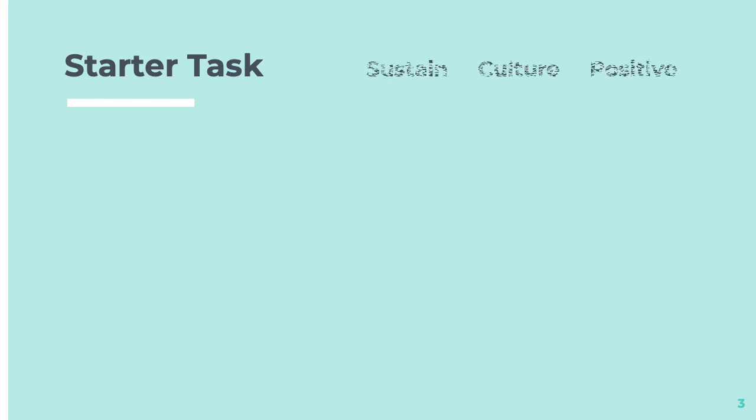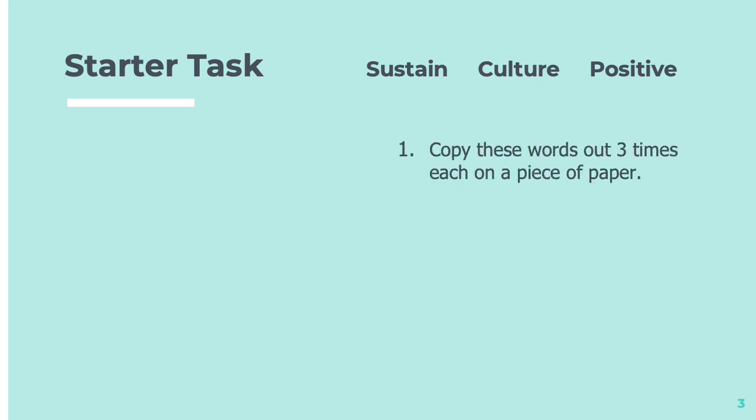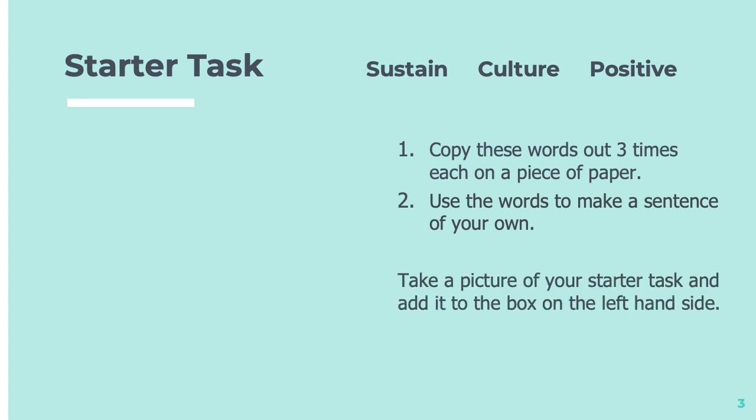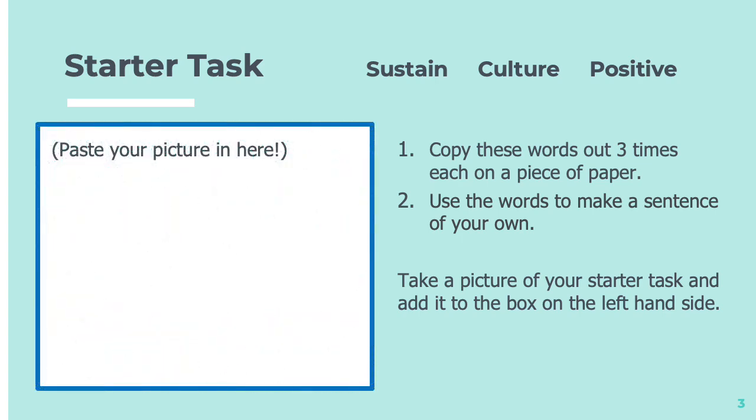So as usual, here is a starter task for you. Today's 3 words from the academic word list are sustain, culture and positive. What I'd like you to do is copy these words out 3 times each on a piece of paper and then use the 3 words to make a sentence of your own. Take a picture of your starter task and add it to the box on the left hand side. The reason that we're doing this on paper is so that you can practice your handwriting and your spelling as well. So pause the video and try that now.